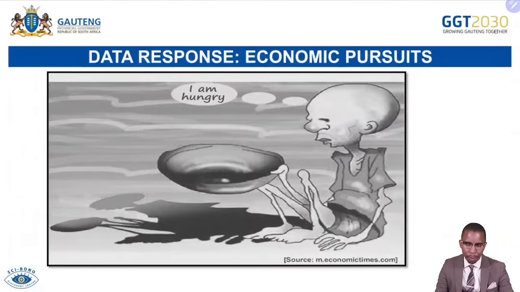Data response, economic pursuits. Here you are given an economic indicator that talks about health and nutrition. You can see I'm hungry. There's an empty plate in there. So this simply indicates that there's a high level of poverty, and there's also what we call malnutrition in this situation.